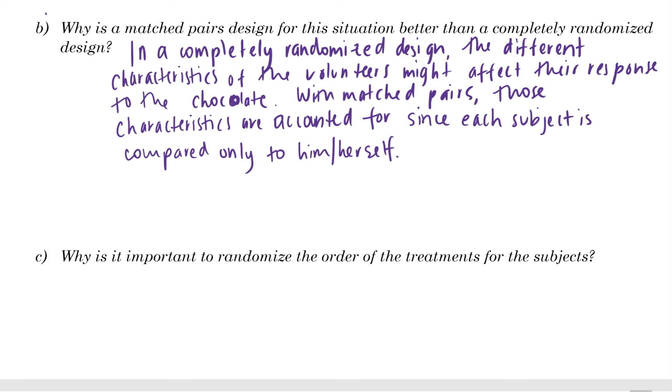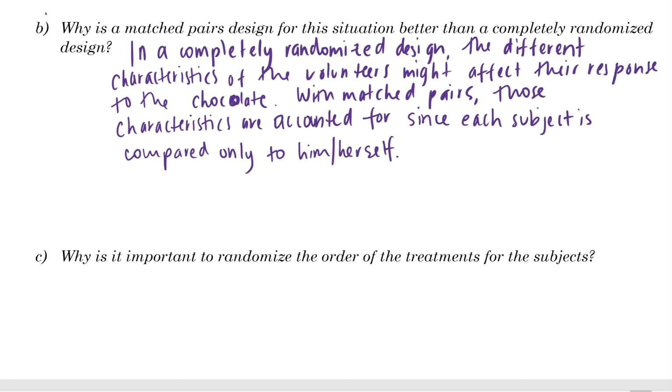All right, so hopefully you came up with something like this, but why is a matched pairs design for this situation better than a completely randomized design? So in a completely randomized design, you've got 17 different people who might all react differently to chocolate. You don't know anything about these people. They're volunteers. They could have weird health issues. Some of them could naturally just have better blood flow. Some of them could be, I don't know, unhealthy and near death.